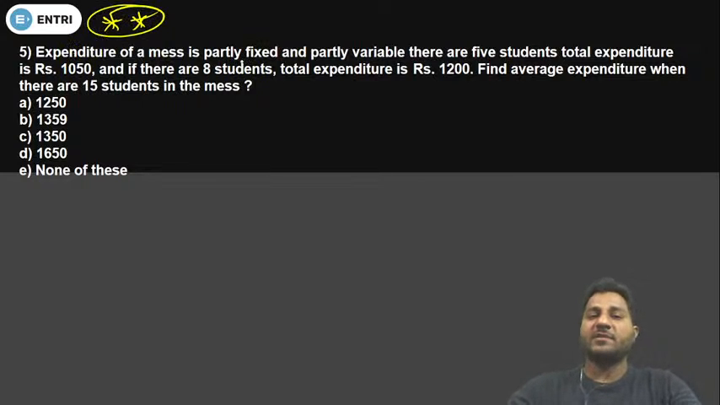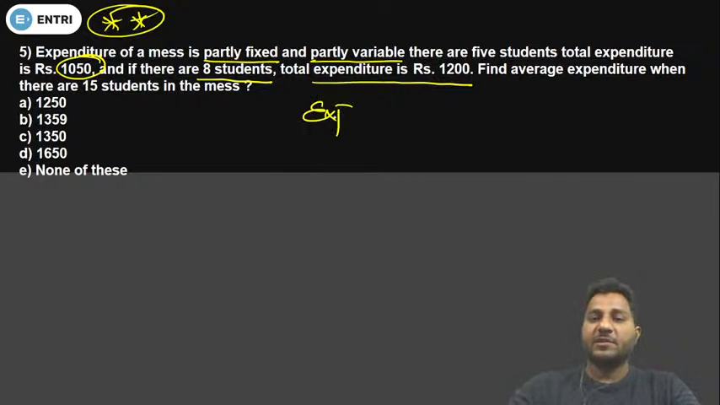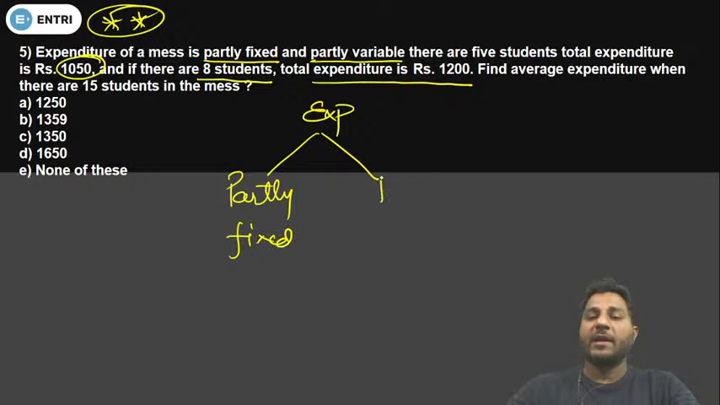Expenditure of a mess is partly fixed and partly variable. There are 5 students, total expenditure is 1050, and if there are 8 students, total expenditure is 1200. So expenditure will be distributed in two parts. Partly what? Partly fixed and partly variable.